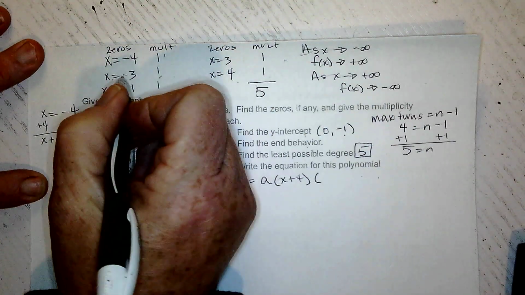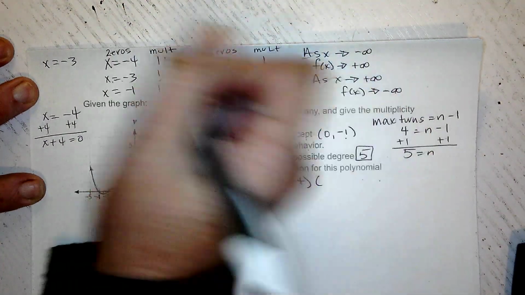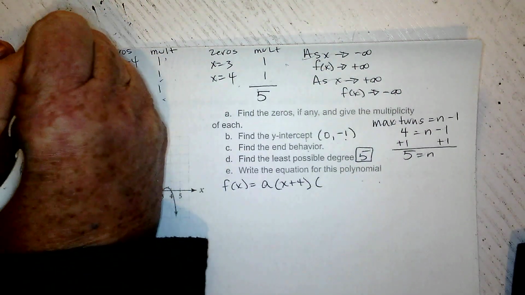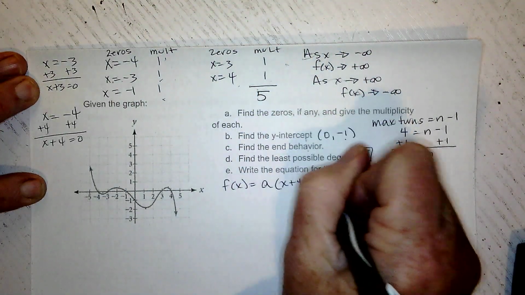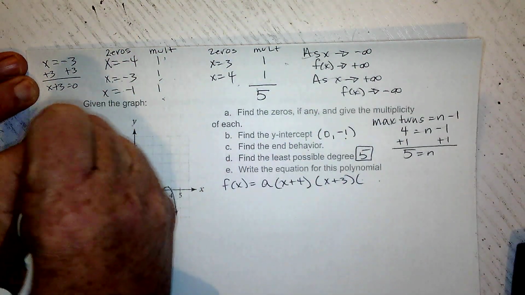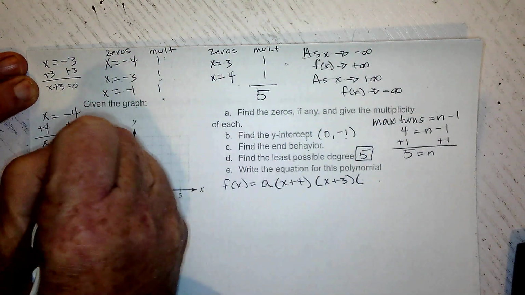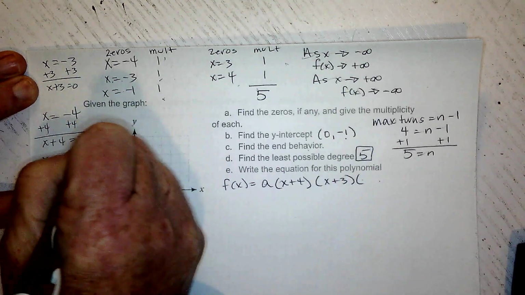The next one, x equals -3. Set it equal to 0. Add 3 to both sides. X plus 3 is equal to 0. So there's x plus 3. Next one, x equals -1. Set it equal to 0. Add 1 to both sides. X plus 1 is equal to 0.